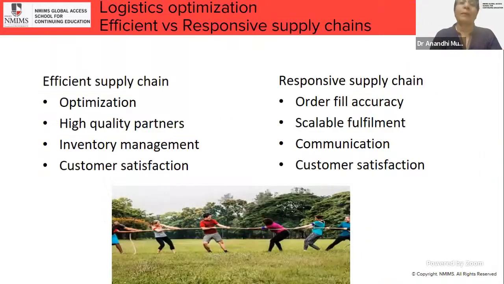For that, one more aspect I need to focus upon is my supply chain performance. Is my supply chain efficient or responsive? For that we need to understand what an efficient supply chain is and what a responsive supply chain is. If I go with an example, you will understand better: Amazon. They are an efficient supply chain because, dealing with millions of products, they focus majorly on the processes involved in reaching the product to the customer. Every step they focus on optimization, very high-quality partners, and inventory managed very cautiously. Obviously, customer satisfaction.